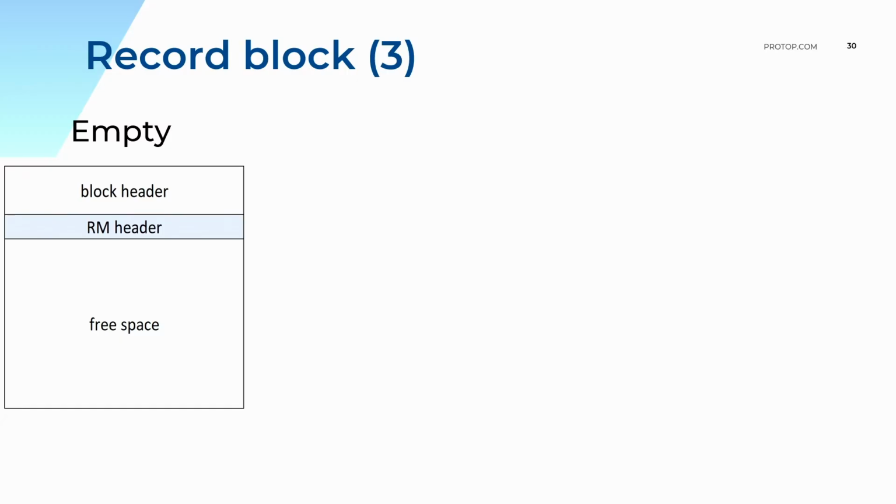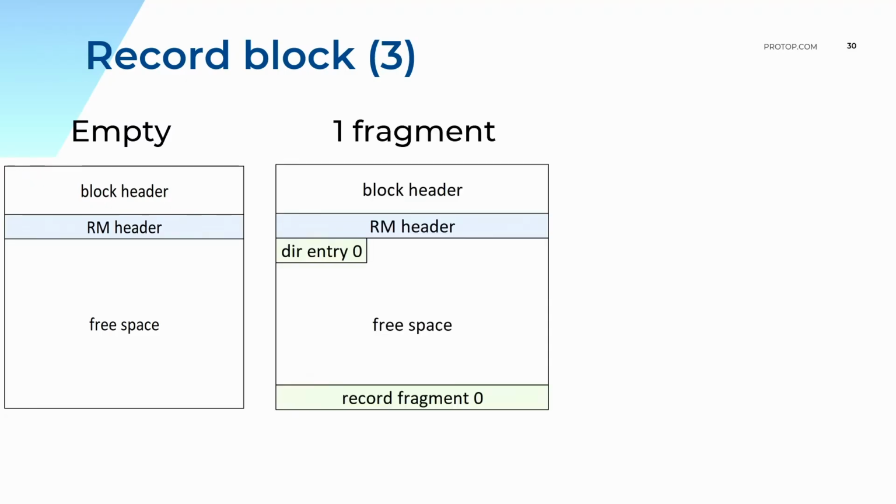Not very exciting yet, but it doesn't have any records in it. When it's empty, it just has a block header, as does every block type, and then it has this structure called an RM header, and then the rest is empty space. But when we add a record fragment, it looks like this. We get 2 new data structures.